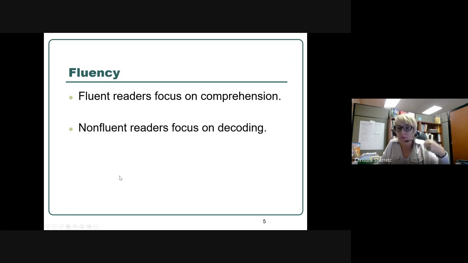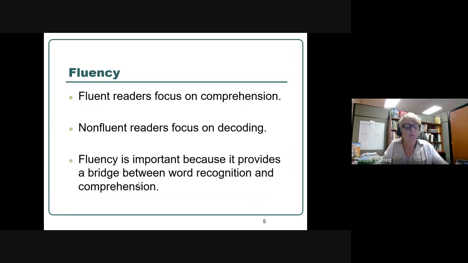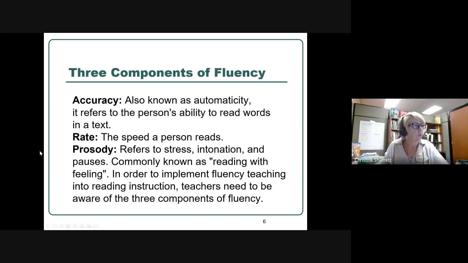Non-fluent readers focus on decoding. And we know that reading is important and we want our students to comprehend. If they're not fluent, they're really focusing on the decoding. So fluency is that bridge. If you go back to Scarborough's reading rope at the beginning of the semester, we saw that fluency was the bridge between good readers.